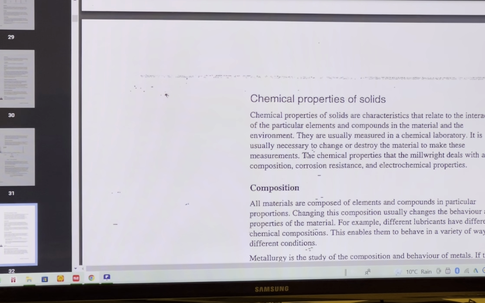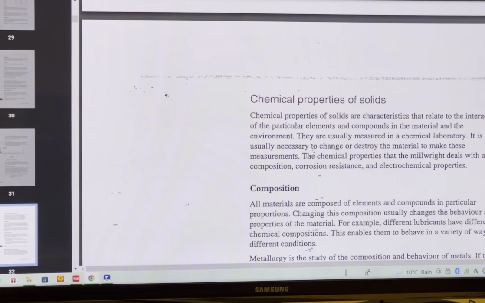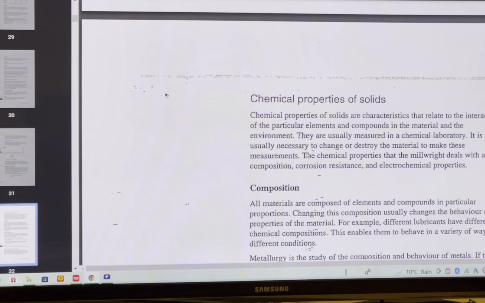Next, chemical property of the solid. What is chemical? Let me recall. We should recall compounds and mixtures. Compounds, we often see, are chemical compounds, because they form after chemical reactions. A compound is the product of two or more elements that unite chemically. The chemical property means the compound property of a solid.